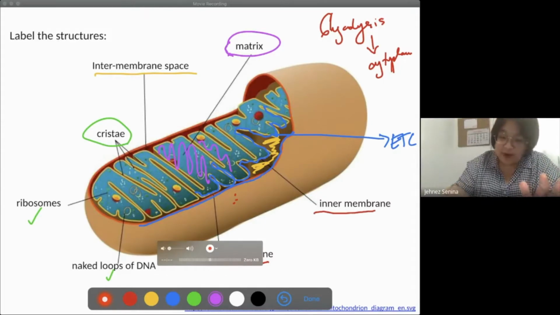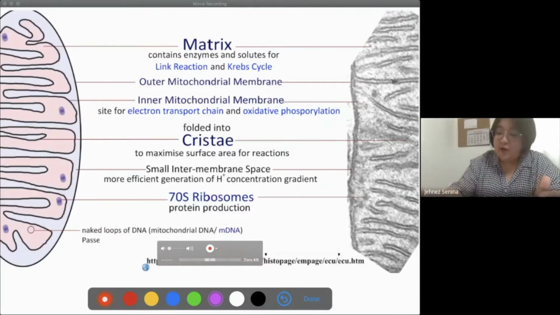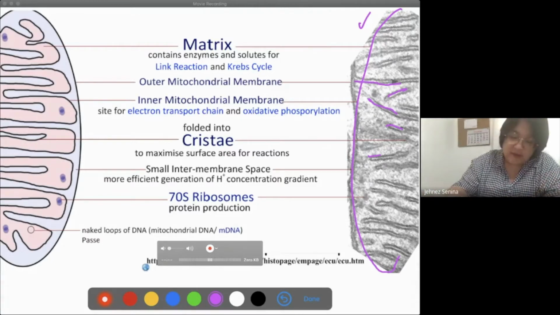Okay, very good. This is how it will look under the microscope. Do I have to know this? Well, in our previous topic, you needed to know how the organelles look under the electron microscope. So this is just another diagram for you to look at. You can clearly see the cristae, the infolding of the inner membrane there. Okay, let's skip this.